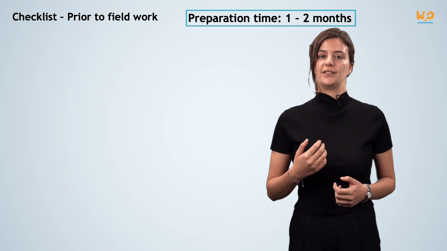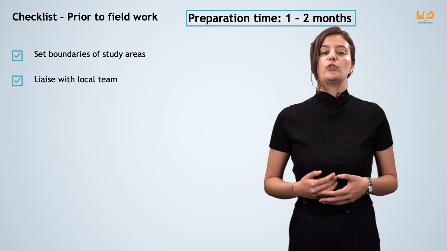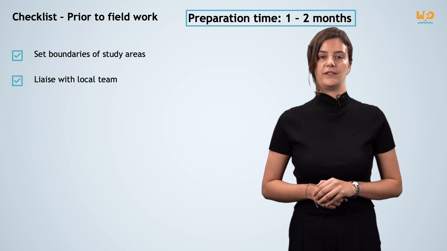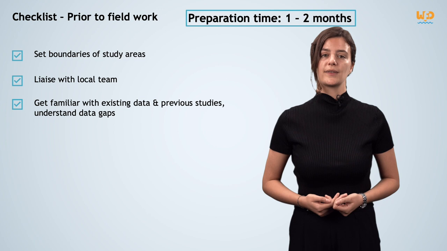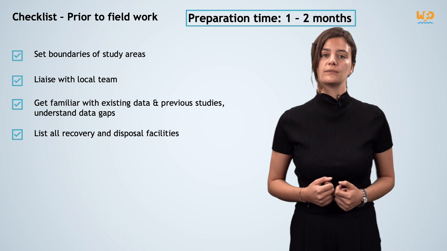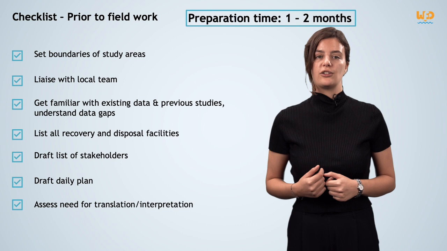To prepare your fieldwork mission, you should make sure to set the geographical boundaries of your study. You should coordinate with your local partners to prepare data collection and prepare for the site visits. Investigate and study the already existing studies and data to understand the gaps and plan to fill them during your field visit. Have a list of the relevant facilities, both for disposal and recovery. Know who the main stakeholders of the municipal solid waste management system are. Make a daily plan. Consider the need for translation or interpretation, and start contacting the key stakeholders and plan for the meetings.